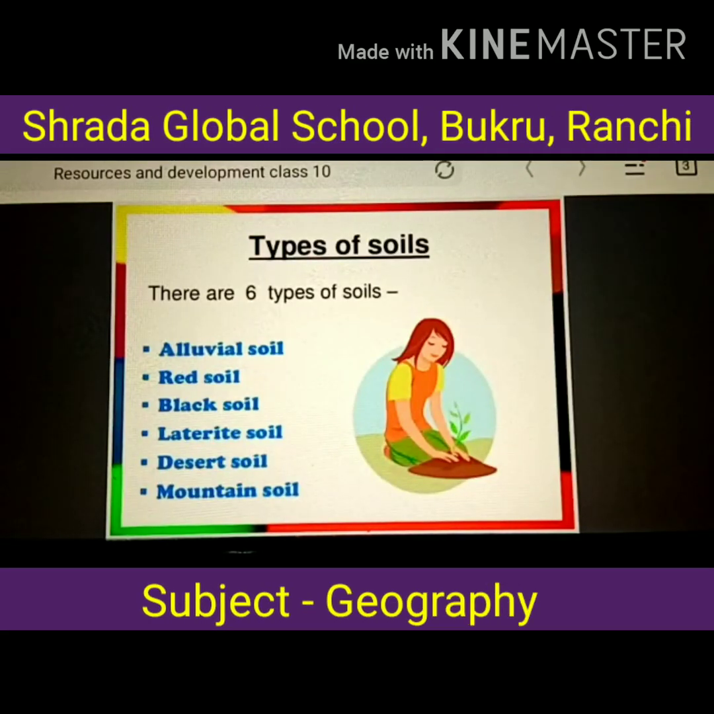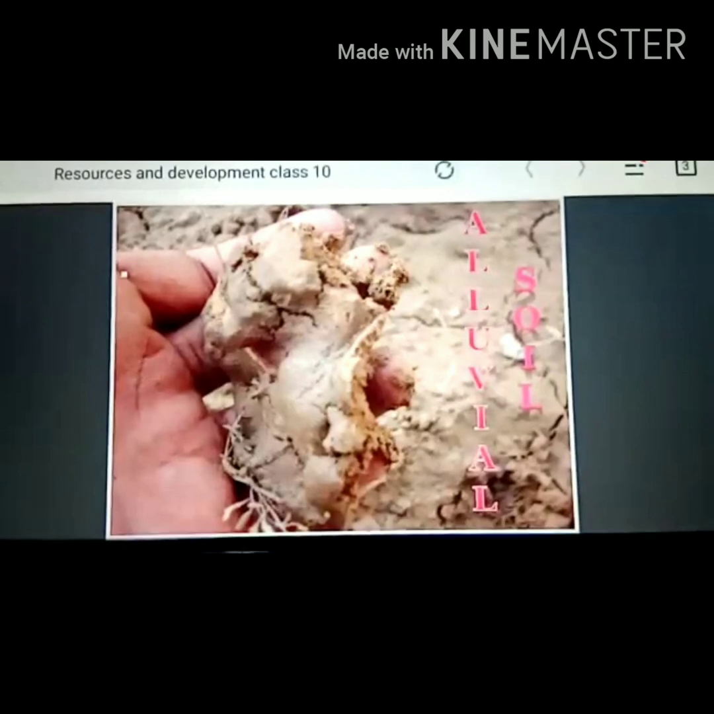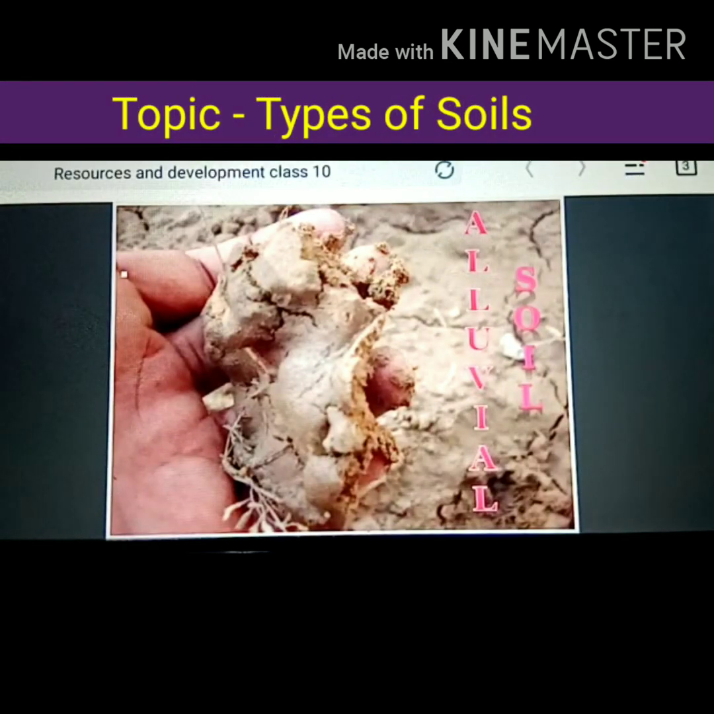Our next topic is types of soil. There are six types of soil: alluvial soil, red soil, black soil, laterite soil, desert soil, and mountain soil. This is the clipping of alluvial soil.